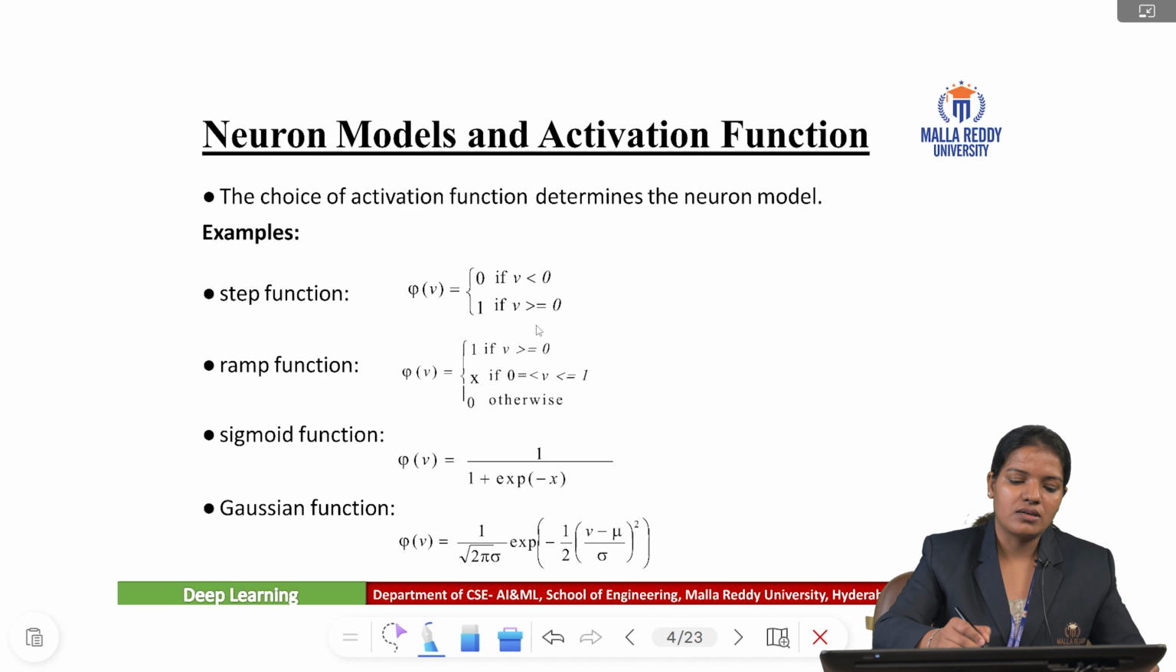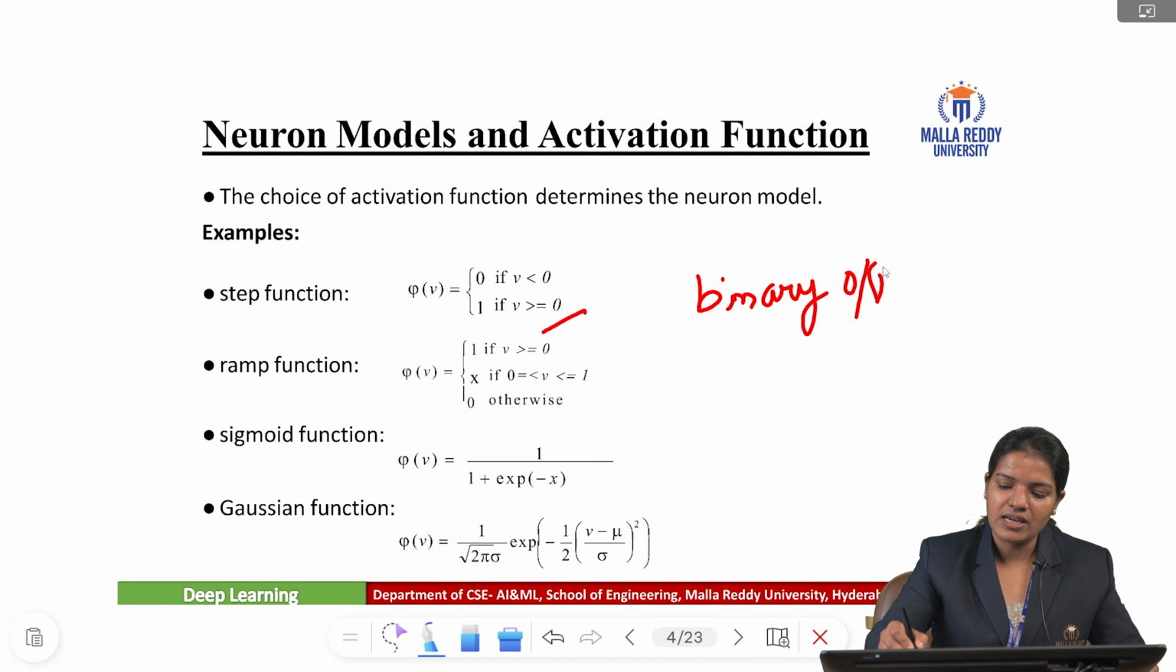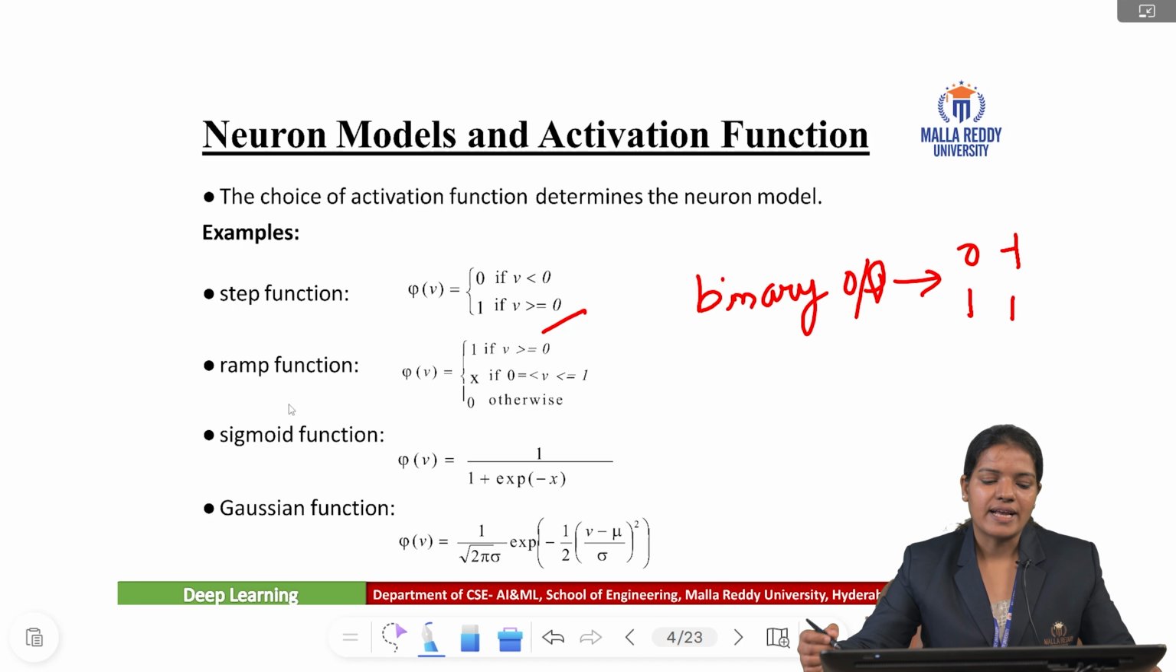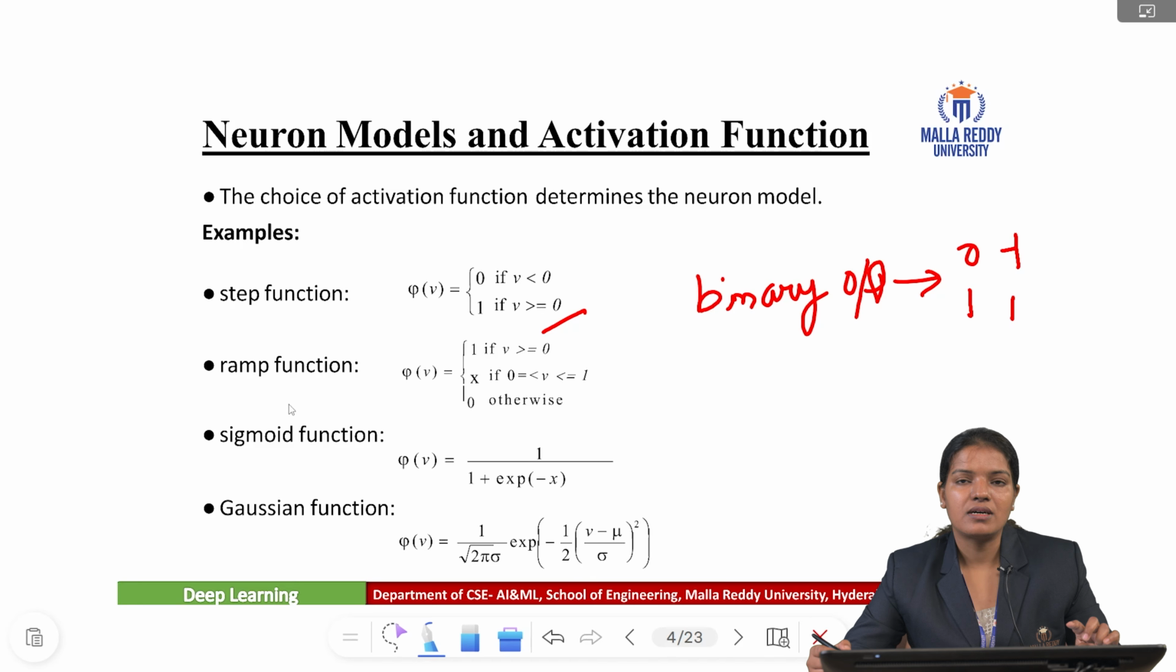The activation function like the step function helps in binary output. Binary output means 0 or 1, or -1 or 1. The second type of activation function is the ramp function, where we gradually select the output. So the input and output here are related.